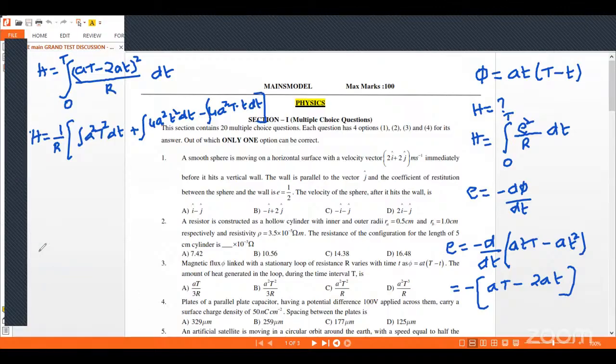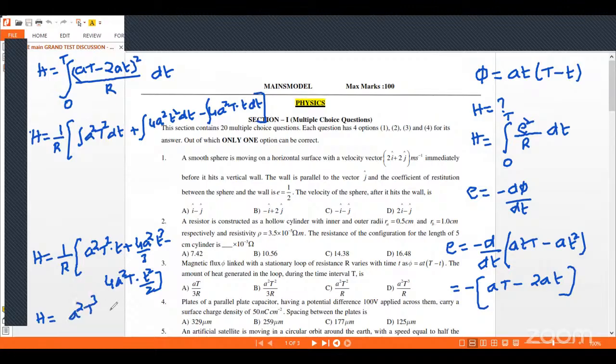So heat developed, upon integration, we'll get A square T square small t plus 4A square t cube by 3 minus 4A square capital T into t square by 2, between values 0 to capital T. Apply the limits, final value and initial value, which will give A square T cube by 3R.